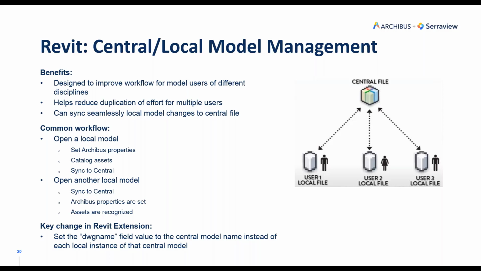So as I show here in a common workflow, you can open the local model, set your Archibus properties, catalog your assets. If you sync to central and someone else opens another model and syncs, those Archibus properties and assets are recognized. A lot of times in the Revit world, the central file is a source of truth, not to be touched, and the local files are the ones that you use to make changes, and they vary by discipline. So we enable that to happen on our Revit extension.